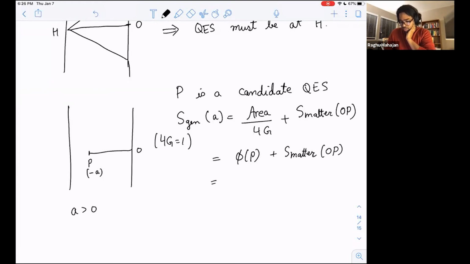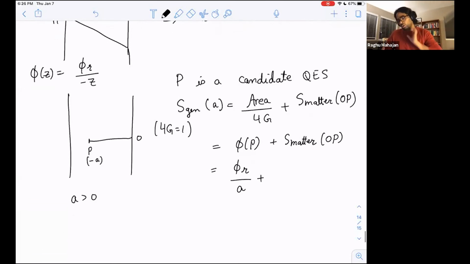What is phi of P? It was on the solution. Remember, phi of Z was phi_R over negative Z. The dilaton is positive, so I have to put a minus sign here because Z is negative overall. So it's phi_R over a, with this phi of P, plus, okay, now what do we write for S_matter?